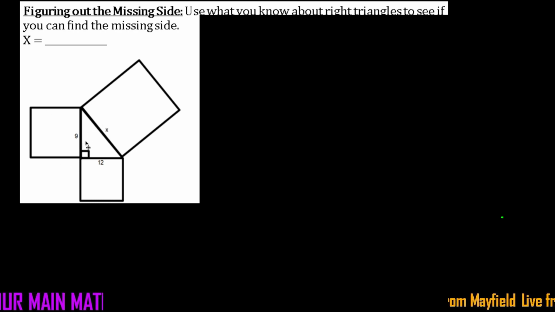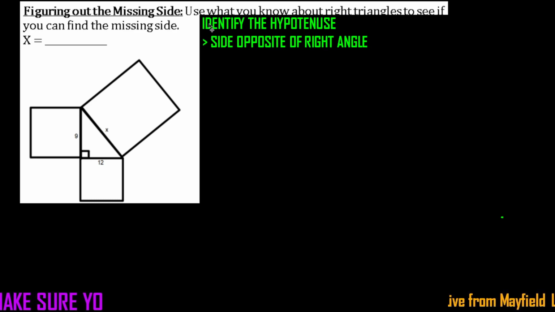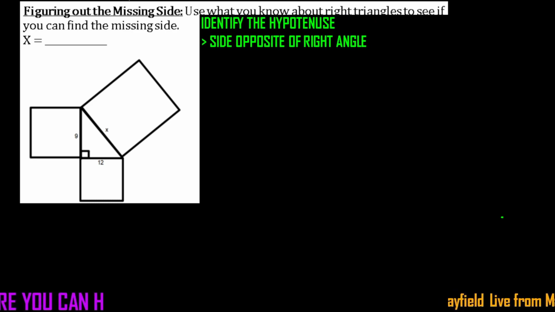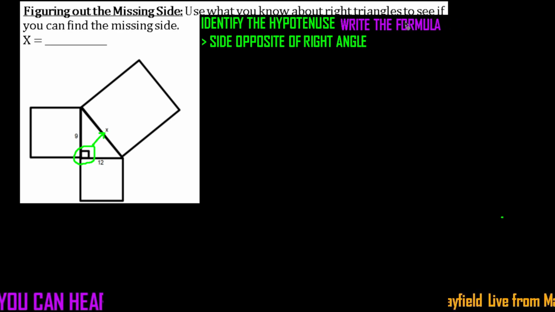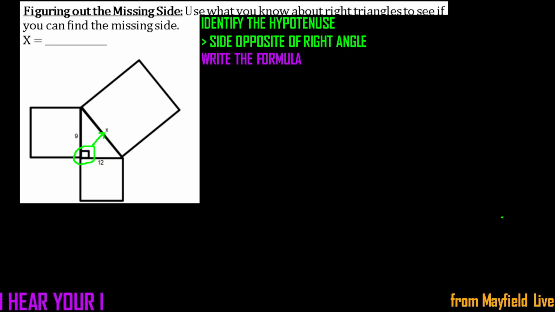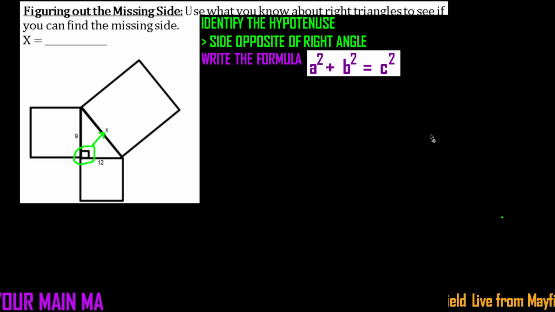So we have a right triangle here, and we want to make sure we are identifying that hypotenuse first. Again, that's going to be the side that is opposite the right angle. So if you have a picture, make sure you can draw that. Our hypotenuse for this is going to be x. So that's what we're looking for. Now we can write that formula out: a squared plus b squared equals c squared.